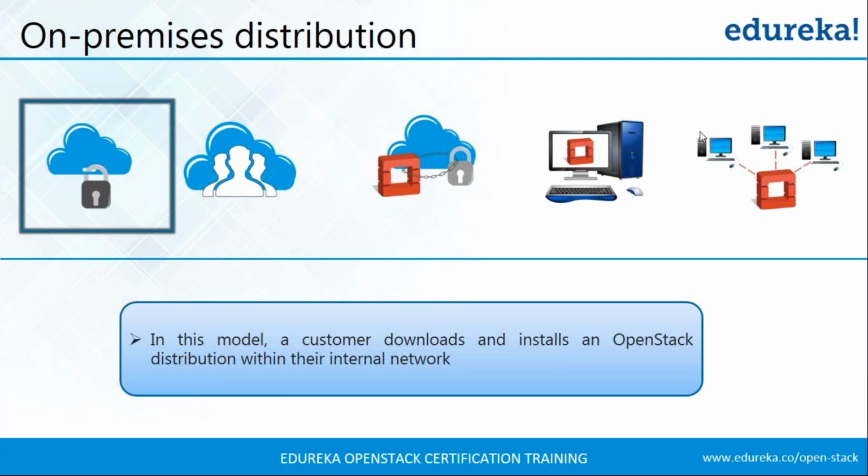So the first one is the on-premises distribution. So what happens here is that your data centers lie in your own enterprise, in your own premises. Sometimes this is also known as on-prem. So this means the same thing. Prem means here premises. So your data centers are there, so you just download and install all the OpenStack services on your own to create that cloud infrastructure, and these reside in your internal network only.